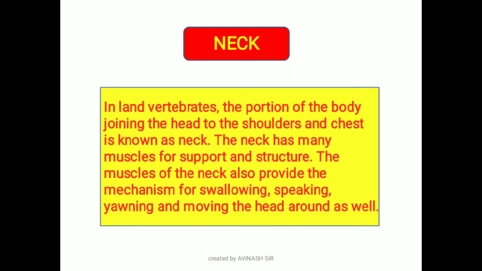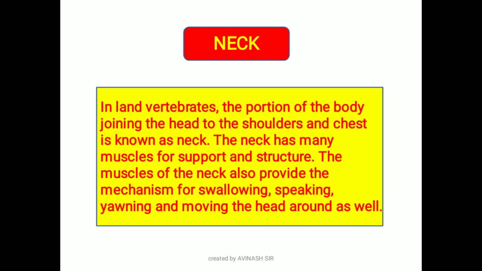Next is the neck. In land vertebrates, the portion of the body joining the head to the shoulders and chest is known as the neck. The neck has many muscles for support and structure. The muscles of the neck also provide the mechanism for swallowing, speaking, yawning and moving the head around as well.